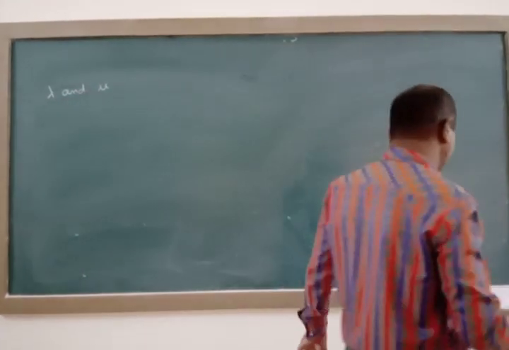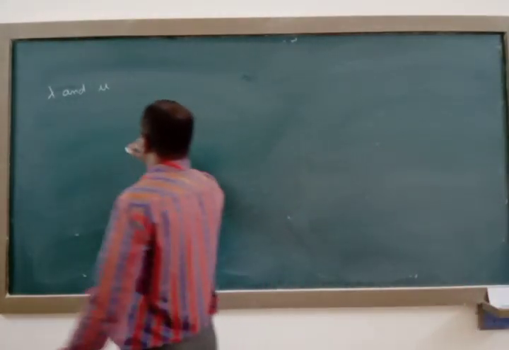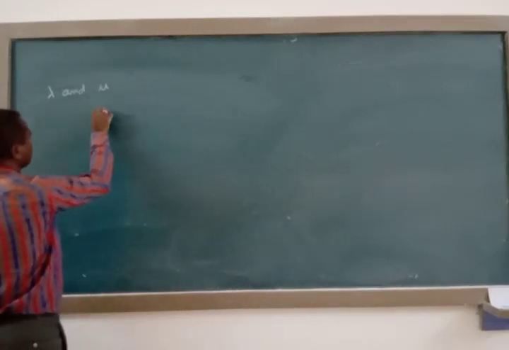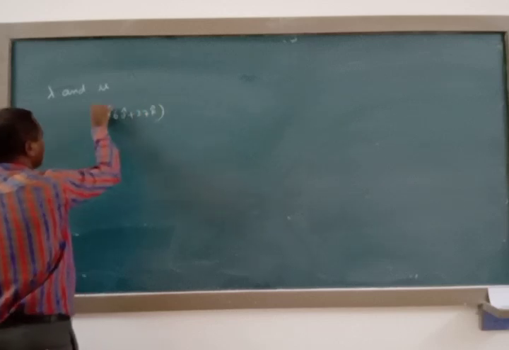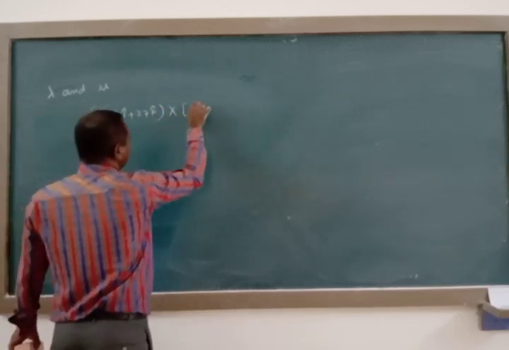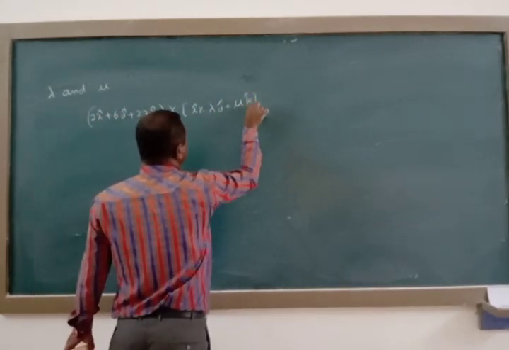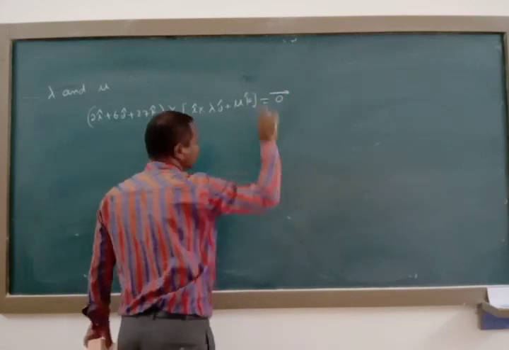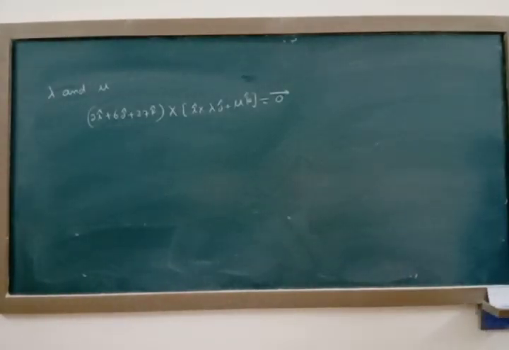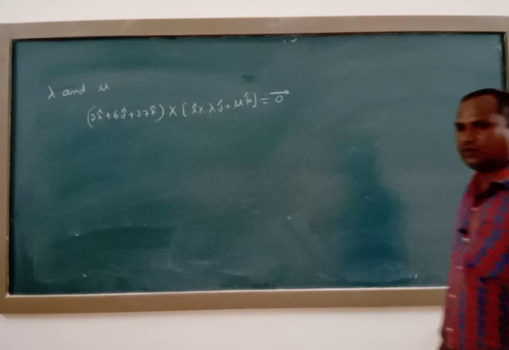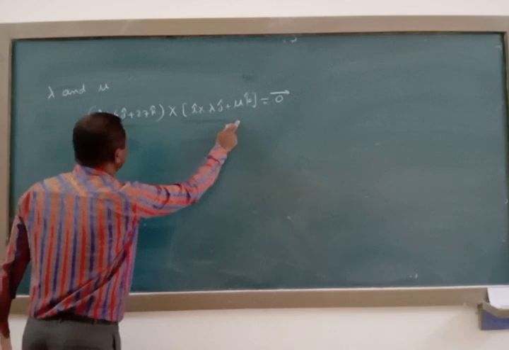Given that two vectors, 2i cap plus 6j cap plus 27k cap, cross i cap plus lambda j cap plus mu k cap, is equal to null vector. They gave this condition. Now here we are going to find the values of lambda and mu. It is the a vector and it is the b vector.